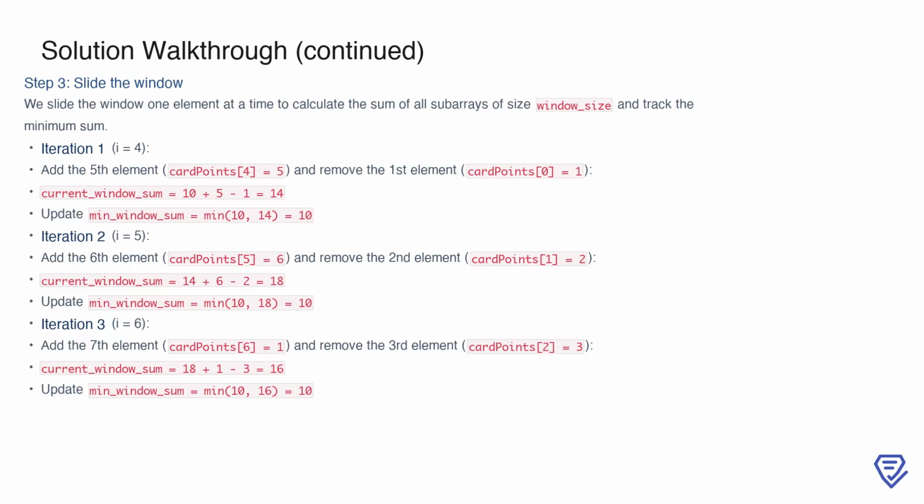Finally, in the third iteration, we add the 7th element, which is 1, and remove the third element, which is 3. This updates the current window sum to 18 plus 1 minus 3, which equals 16. The min window sum remains unchanged at 10, as it is still the smallest sum among all the windows.